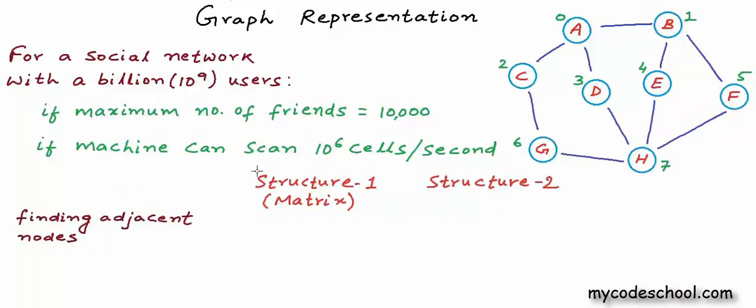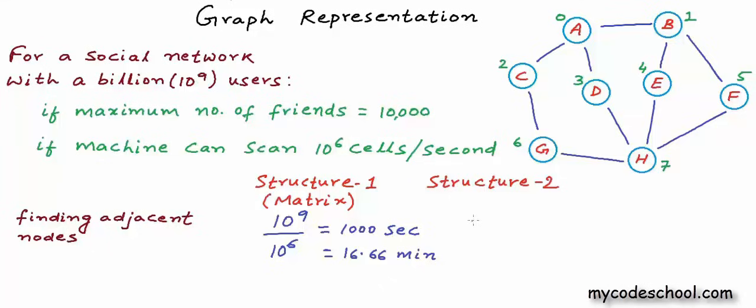Now, what would be the actual cost of finding all nodes adjacent to a given node in adjacency matrix? Well, we will have to scan a complete row in the matrix. That would be 10 to the power 9 cells, because in a matrix we would always have cells equal to number of vertices. And if we would divide this by 1 million, we would get the time in seconds. To scan a row of 10 to the power 9 cells, we would take 1000 seconds, which is also 16.66 minutes. This is unreasonably high.